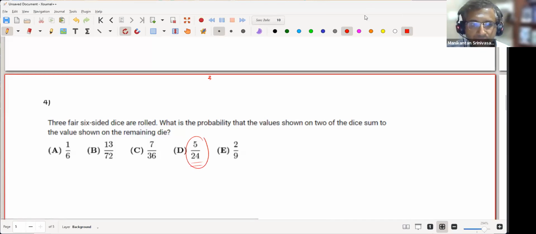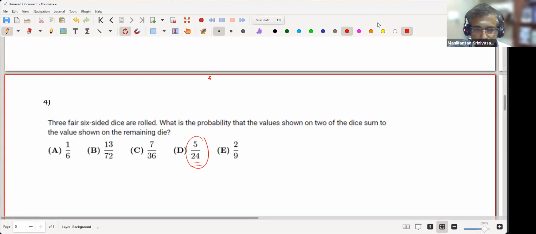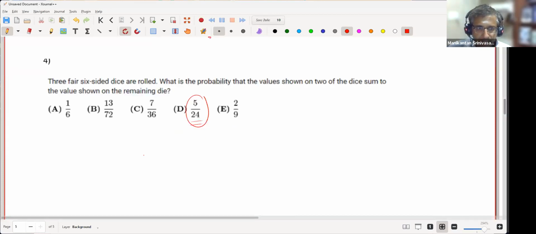The number shown on two of them sums to the third one, right? So without loss of generality, let's say A, B, and C. Let's say A plus B adds up to C, and then we can always mix around those cases, right? So we can keep it in ascending order, where A is less than or equal to B.